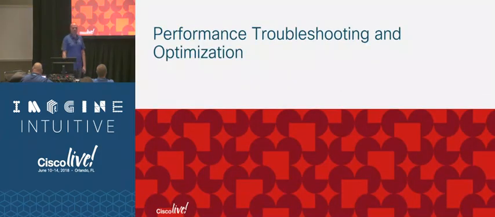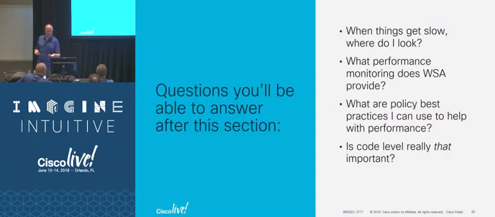So let's jump into performance troubleshooting. We talked about the architecture. We understand explicit and transparent. We know how traffic can get to the proxy. Now, what happens when the proxy gets slow and things go bad? So where do I look? What type of performance monitoring is on the WSA? How much can you get yourself in trouble with bad policy? Code level is pretty important. We'll talk around some of that.